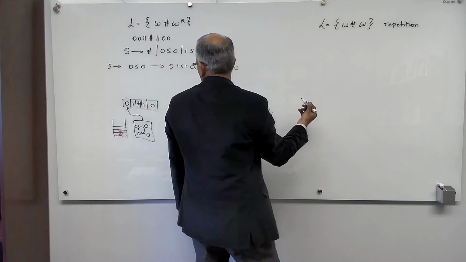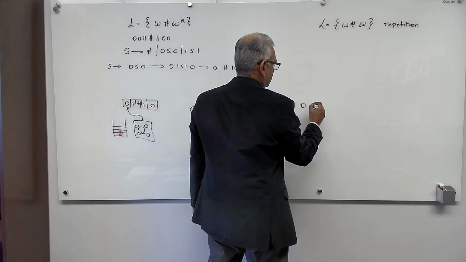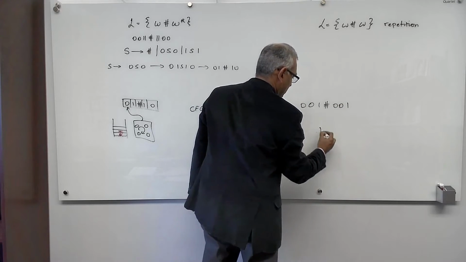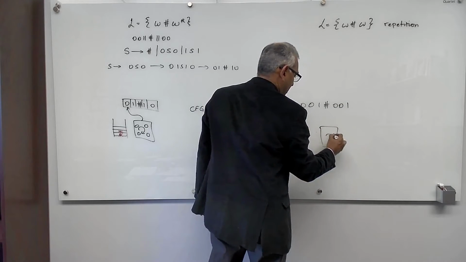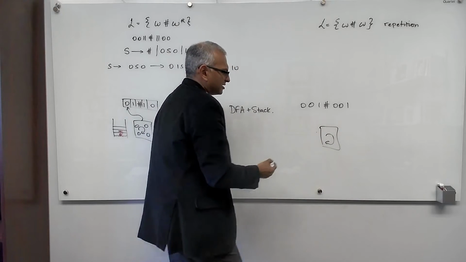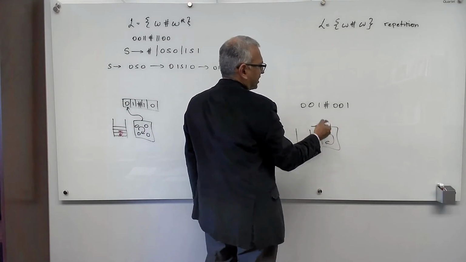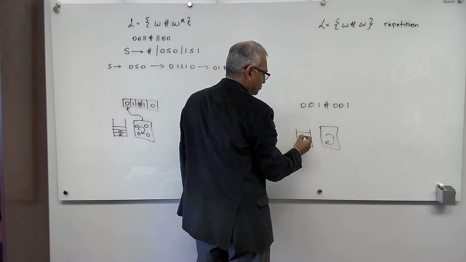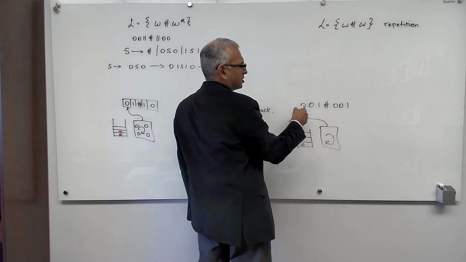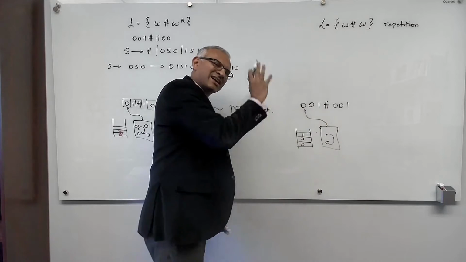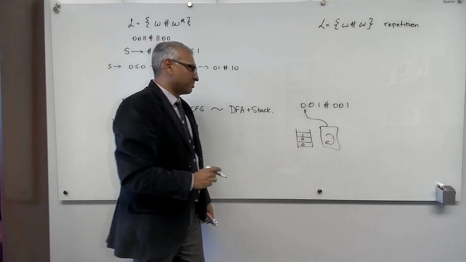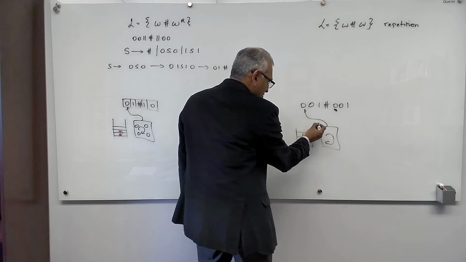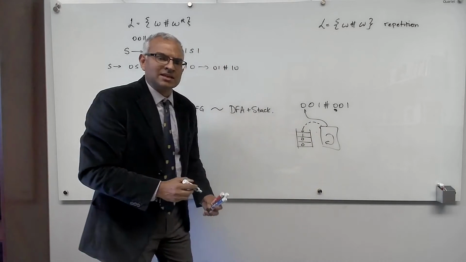Okay, so let's pick an example. Let's say 0, 0, 1, pound, 0, 0, 1. So my DFA is operating, and what it's doing in the initial phase is pushing onto the stack until it sees the pound. It pushes 0, it pushes 0, it pushes 1. Now it hits pound. It says, okay, now I should start comparing. So it hits 0. Okay, and now it goes to the stack, but there's a problem.